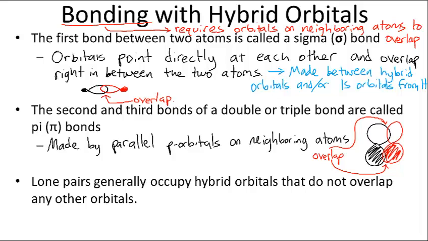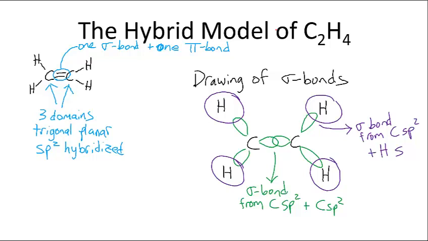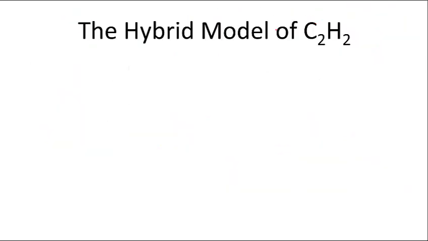All right, so C2H2, if I take away two more hydrogens, quickly draw yourself a Lewis structure.